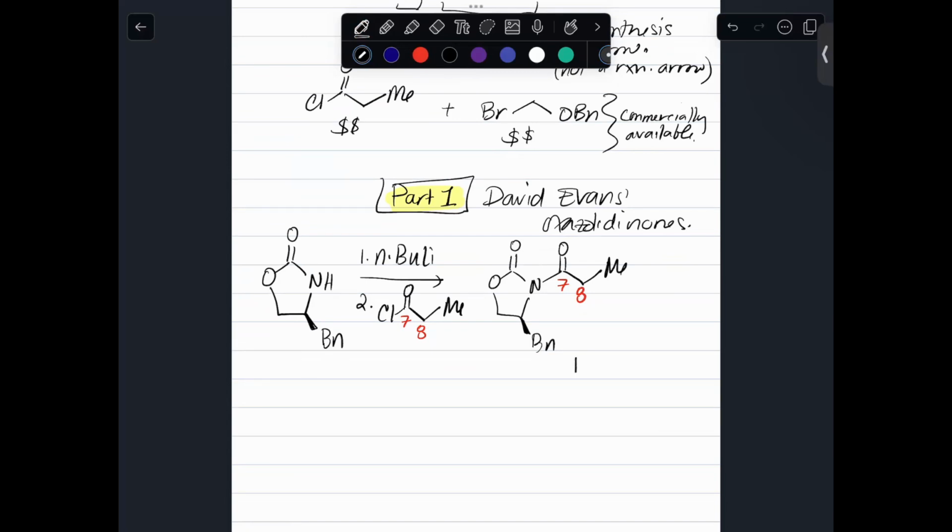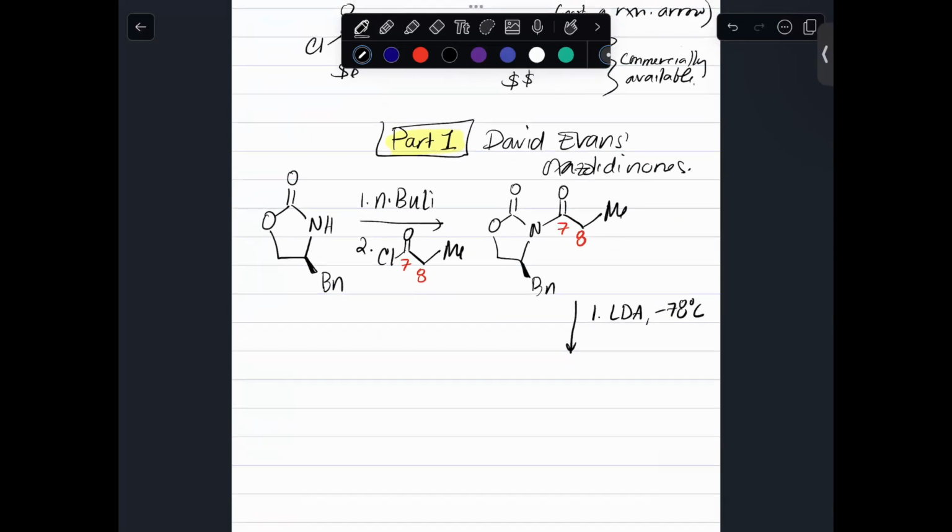He then treats this with LDA. And if you remember, you always form your Z-enolate. Let me draw that out for you.